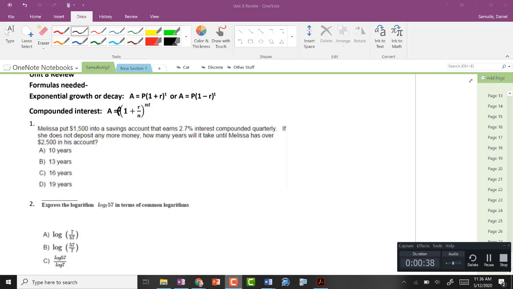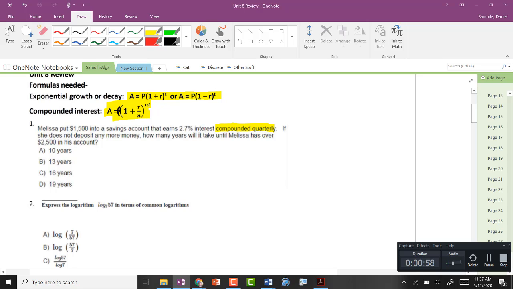Throughout this review and the test, you will need possibly two formulas, either compound or exponential growth or decay, or compound interest. We use compound interest when you see the word compounded. If it doesn't say anything about compounded, then you're using that other formula. All right, so here we go.